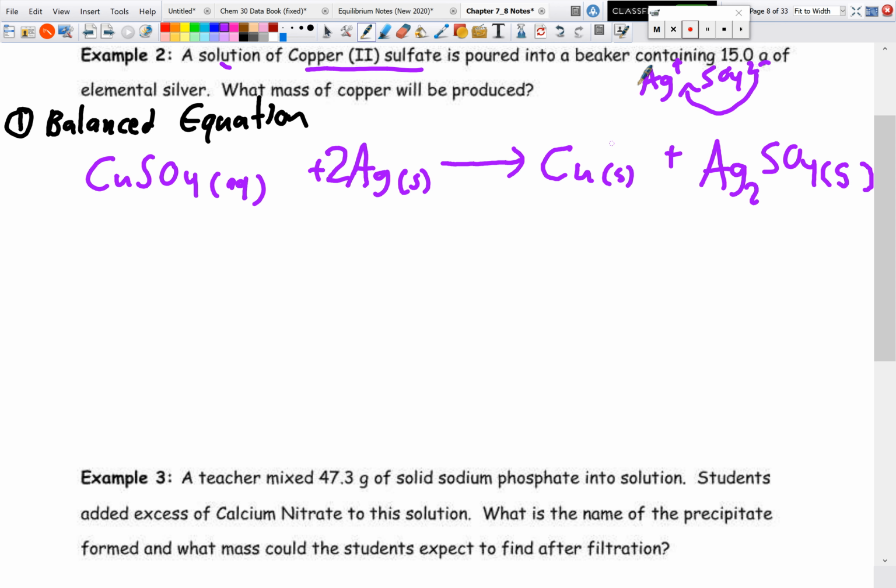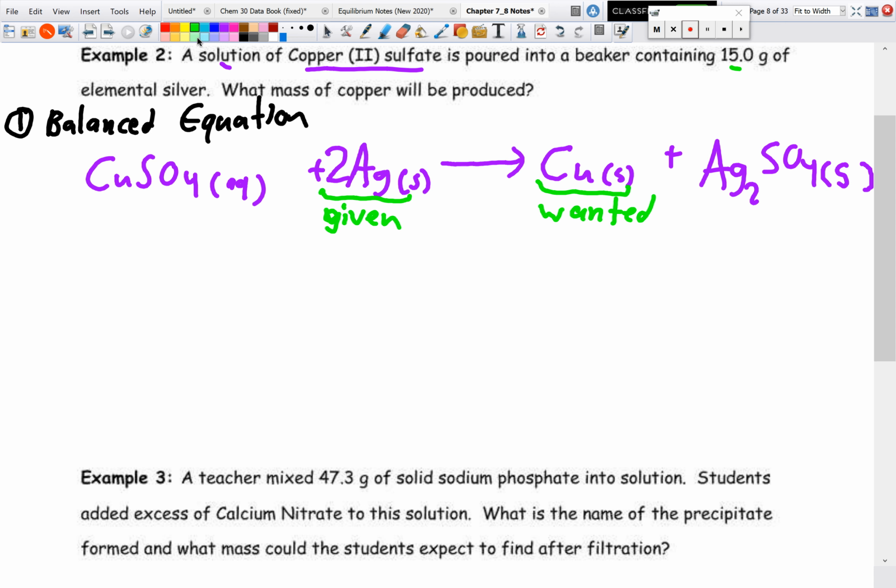All right. Now, before I go through, I'm going to highlight my given and my wanted, and then also get the molar masses of my given and my wanted because I know I'm going to have to use them. So reading the question, it is saying that we have copper 2 sulfate is poured into a beaker containing, in this case, 15 grams of our silver. So that means our silver is our given. And it's saying what mass of copper will be produced.